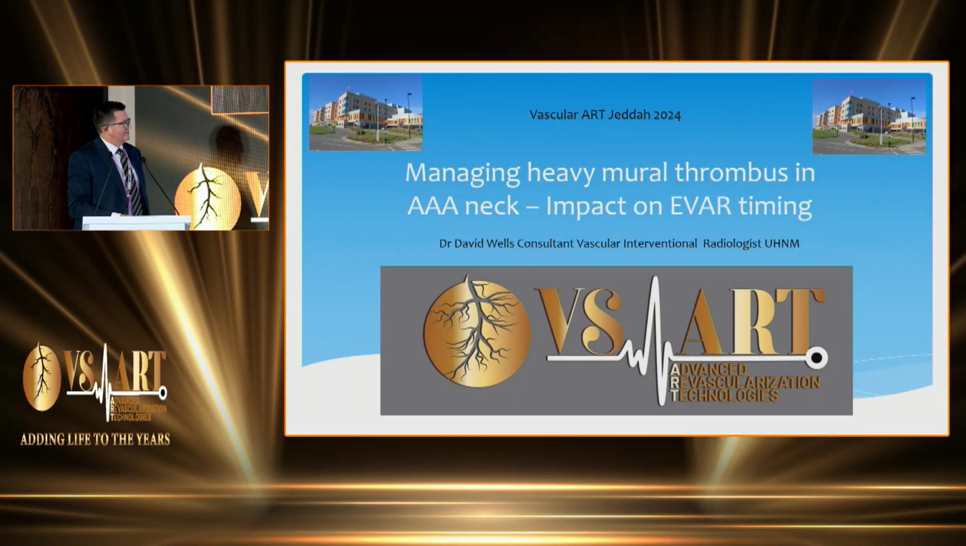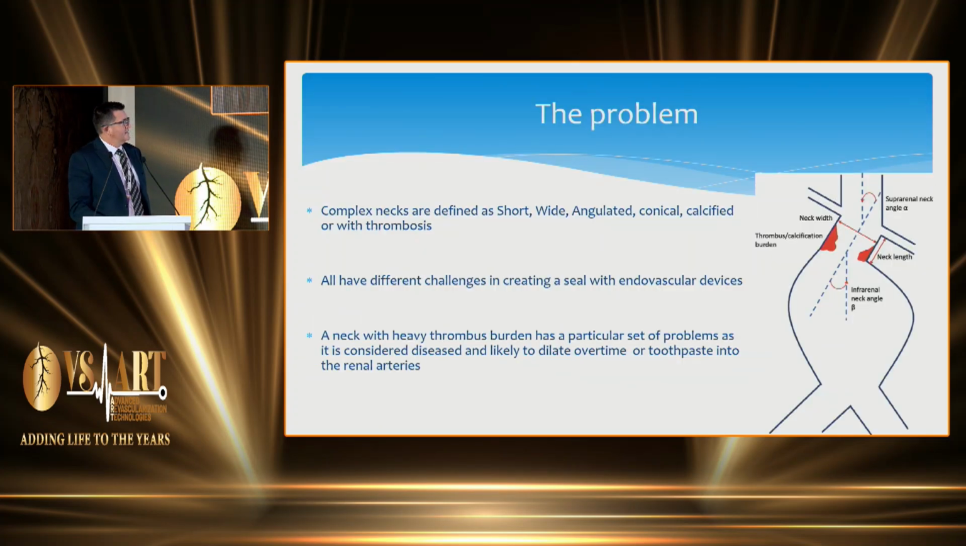I'm going to talk today on managing heavy mural thrombus in aneurysmal disease. So the problem is that these are complex necks, and complex necks are defined as short, wide, angulated, and conical, or SWAC, with calcified elements or thrombosis.